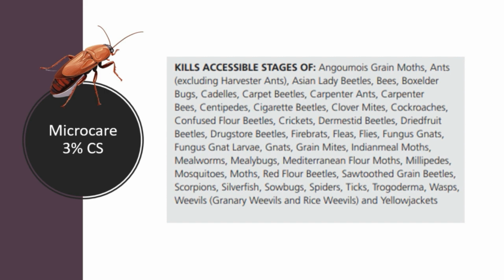bugs, cadelles, carpet beetles, carpenter ants, carpenter bees, centipedes, cigarette beetles, clover mites, cockroaches, confused flour beetles, crickets, dermestid beetles, dried fruit beetles, drugstore beetles, firebrats, fleas, flies, fungus gnat larvae, gnats, grain mites, Indian meal moths, mealworms, mealybugs, Mediterranean flour moths, millipedes, mosquitoes, moths, red flour beetles, sawtooth grain beetles, scorpions, silverfish, sowbugs, spiders, ticks, Trogoderma, wasps, weevils, granary and rice weevils, and yellow jackets.